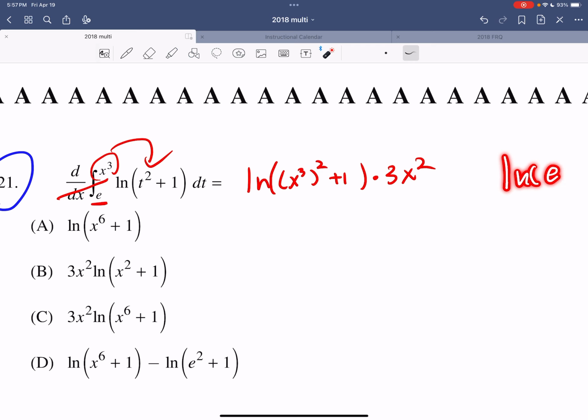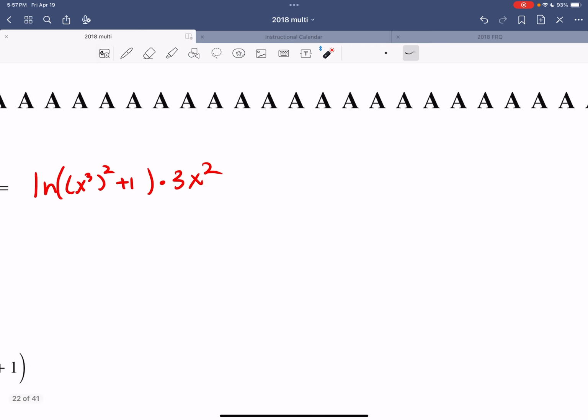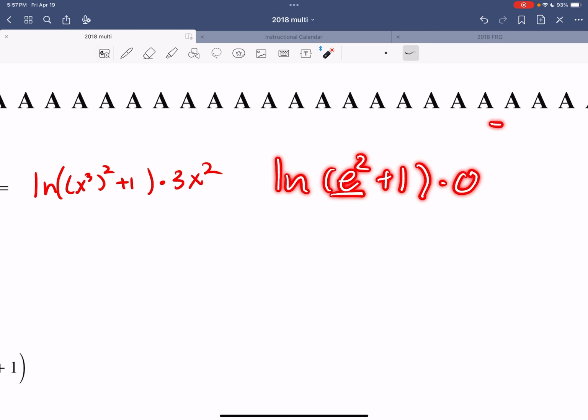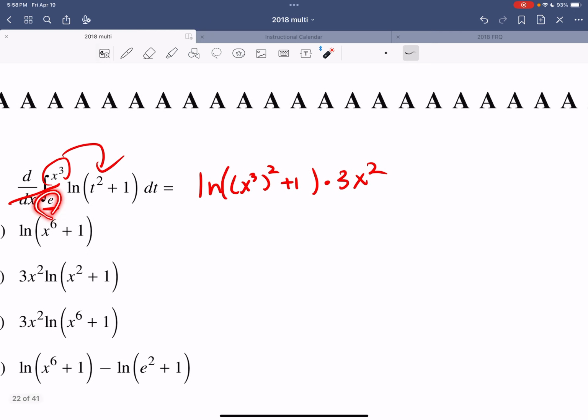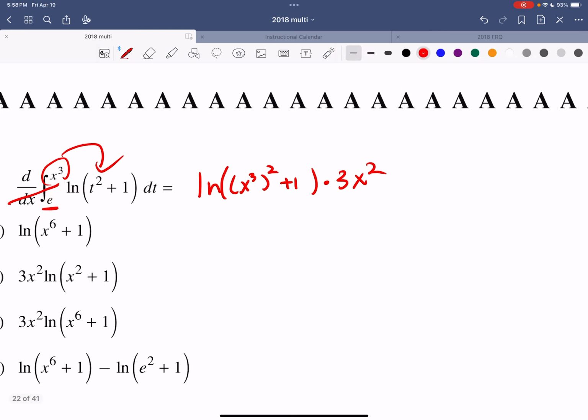natural log of e squared plus 1, but the derivative of e is going to be 0 because e to the x will still become e to the x, but e just by itself is a number, so that's a 0. So that's why I don't even care about this one. If you do not understand what I'm saying, just remember, the only thing that really matters is the top number, 90% of the time. But if you have an x here, yeah, that's going to be a little bit different story.